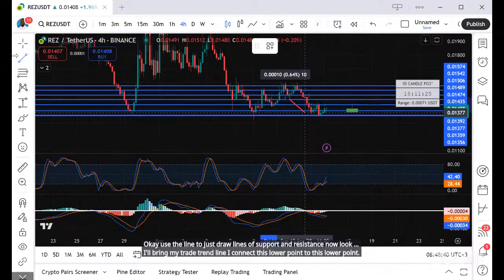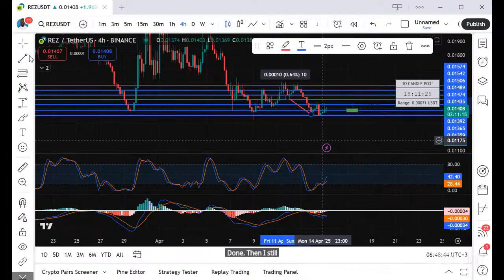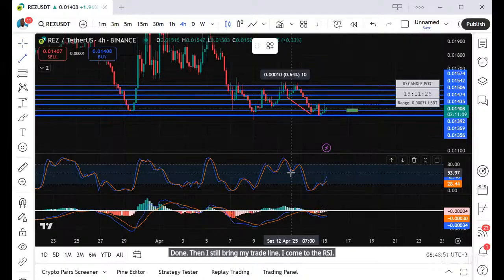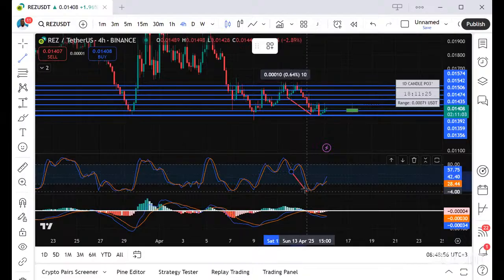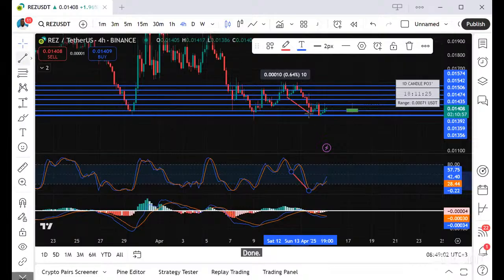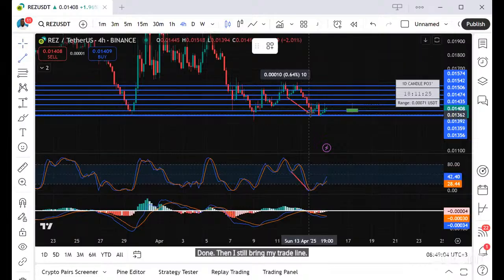Done. Then I still bring my trend line. I come to the RSI. I connect this lower point to this lower point. Done. Okay, then I still bring my trend line, connect this lower point to this lower point. Done. Okay, then I bring this trend line.